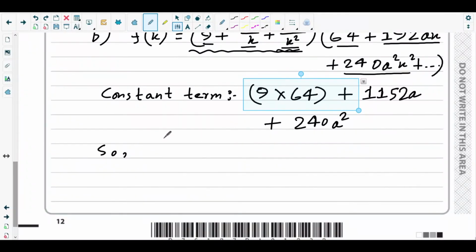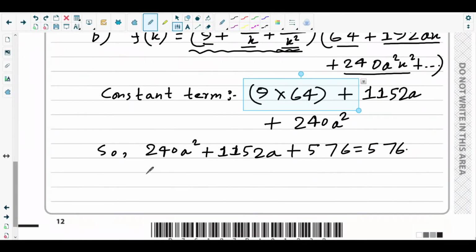This constant term is equal to what? 240a squared plus 1152a plus 9 times 64, that would give you 576. It is equal to 576. Okay, so what we can do next, 576 cancels out from both sides, then you take a common. If you take a common, you are getting 240a plus 1152. This is equal to 0.